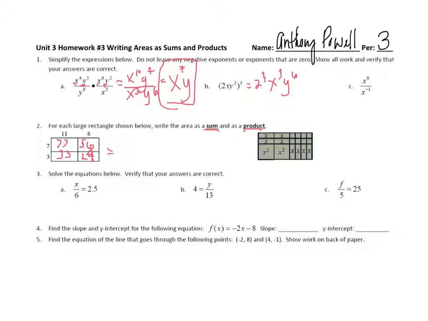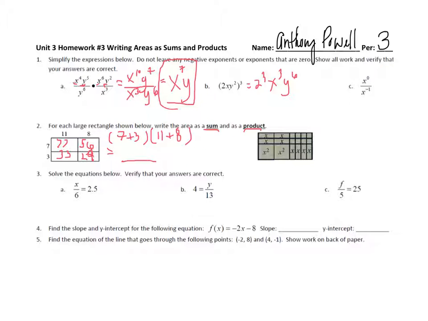So our product is easy. We have to just put it in parentheses and show the sides that are multiplied by each other. In this case, 7 plus 3 times 11 plus 8. And our sum is the total areas added up together. What is 77 plus 33 plus 56 plus 24? When you come up with that, that is your product. Or excuse me, your sum.